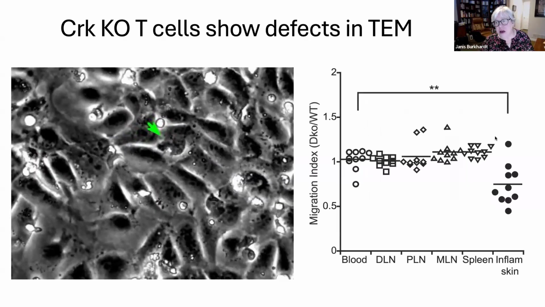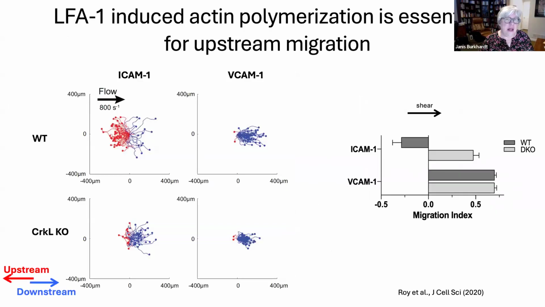And that plays itself out in an in vivo context too. These cells are not nearly as good at getting into inflamed skin in vivo. And then Dan's lab was doing these interesting experiments where they were looking at the ability of cells to migrate upstream under shear flow conditions. And they had shown that T cells and neutrophils can migrate upstream when they're migrating on ICAM1. So the shear flow is coming from the left, and these red tracks are all cells that are migrating upstream. But if you put those cells on VCAM1, they can't do that.